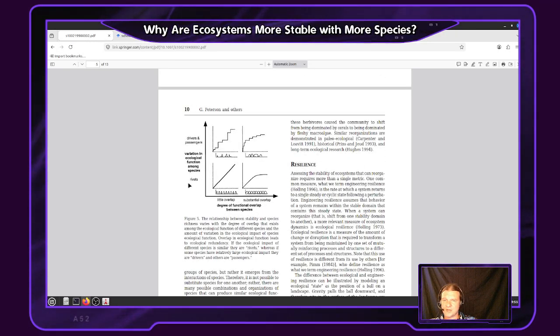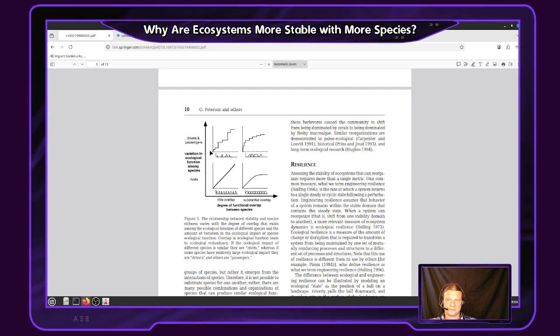So here it looks like they're comparing drivers and passengers. So we have functional overlap between species. That's an interesting idea. So maybe there's multiple species that fill a particular function, like I mentioned, the frogs, right? They all eat bugs, they all live in the water, they're all doing basically frog things. So there's a lot of overlap there, is how I'm seeing that. And we can see that in drivers and passengers, we have this stair-step pattern on variation in ecological function among species.